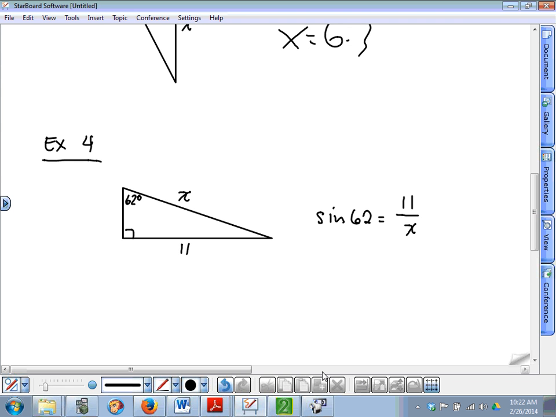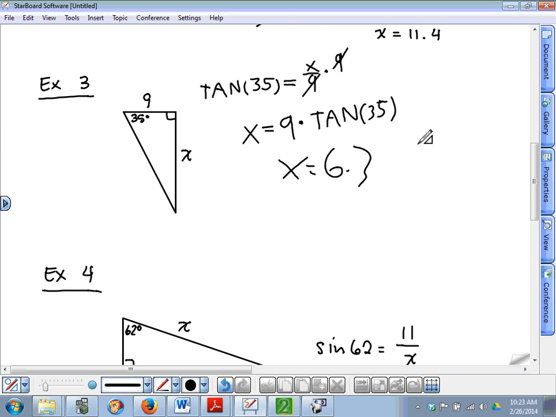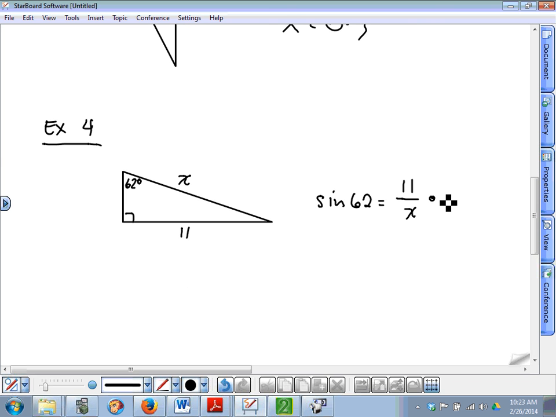It's no different except that x is on the bottom of this fraction. We solve it a similar way, but it's not quite as easy as just multiplying by 9 on both sides. Here we multiply by x on both sides. So we have x times the sine of 62. It's like the first example we did. X times the sine of 62 equals 11. And now there's just one extra step. What's that extra step?